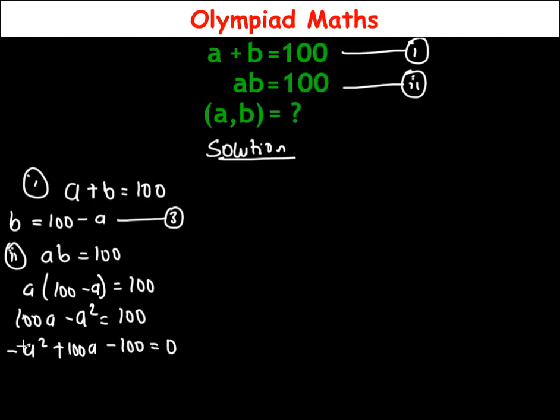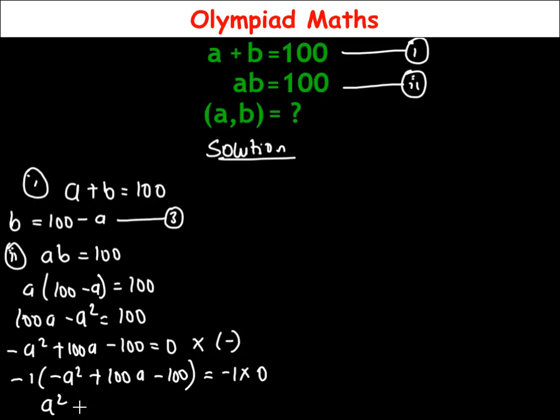Now at this junction, let us eliminate this minus from this side by multiplying through by minus 1. Okay, so you have minus 1 in bracket minus a square plus 100a minus 100 is equal to minus 1 times 0. Okay, so minus 1 times minus a square is plus a square. Minus 1 times plus 100a is minus 100a. Minus 1 times minus 100 is plus 100, which is then equal to minus 1 times 0, which is 0. So with this, right, we have a quadratic equation which we can solve using the quadratic formula.